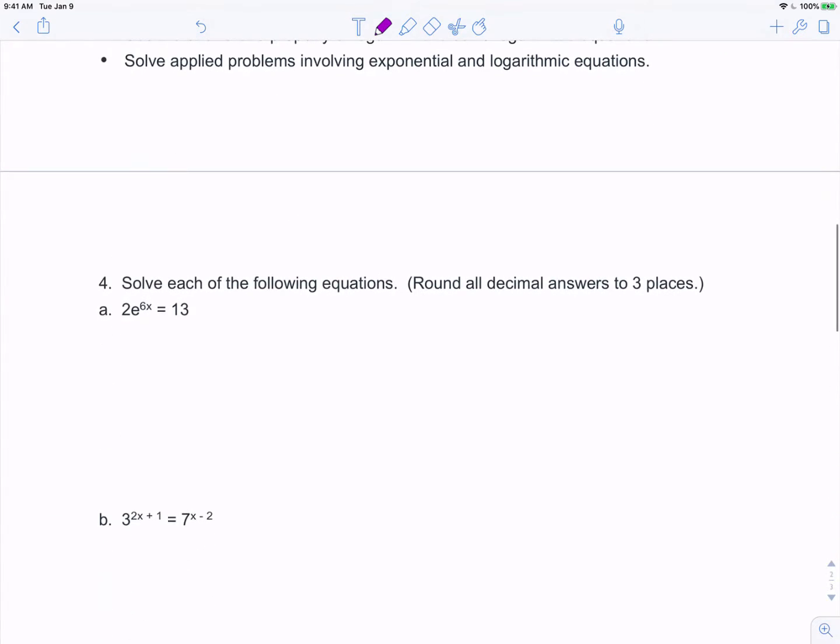Probably the most useful section after you get into what logs are and how to work with them is how to use them to solve exponential equations and logarithmic equations. So let's take a look at part number 4.